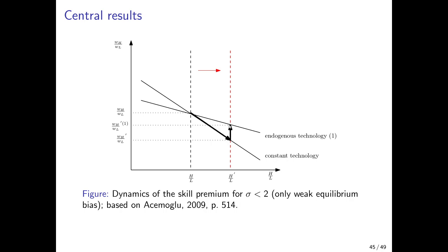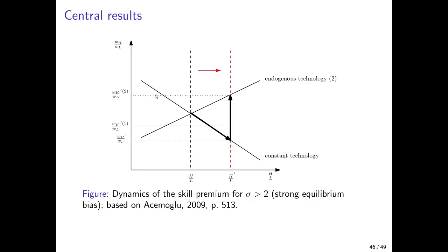So the wages would go down, but then up, but they would still be lower than in the initial equilibrium in the long run. However, for the strong equilibrium bias, we would have a decrease in the wages again initially, but then in the long run, the wages would end up even higher than in the initial equilibrium, which would be the case for the endogenous technology curve 2. So in this case, we would have the situation of a strong equilibrium bias, and that prevails if the elasticity of substitution is greater than 2.